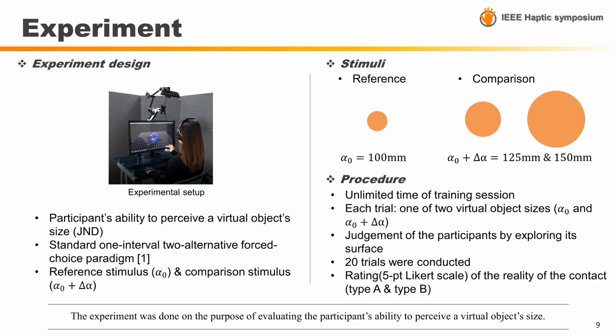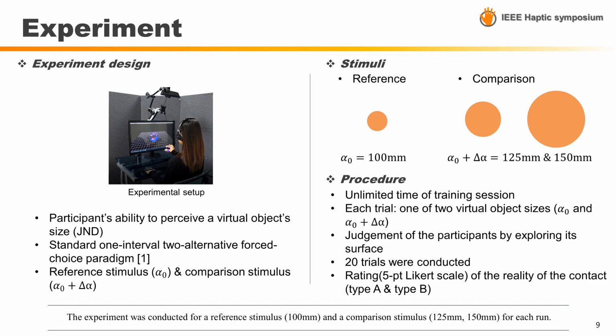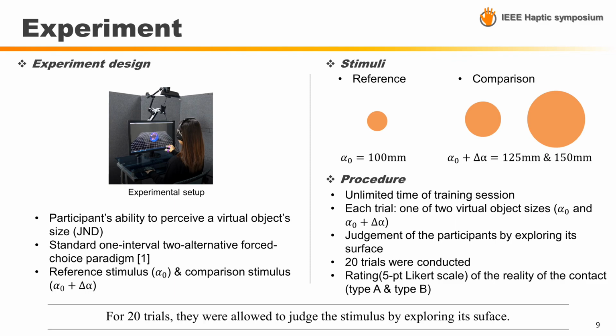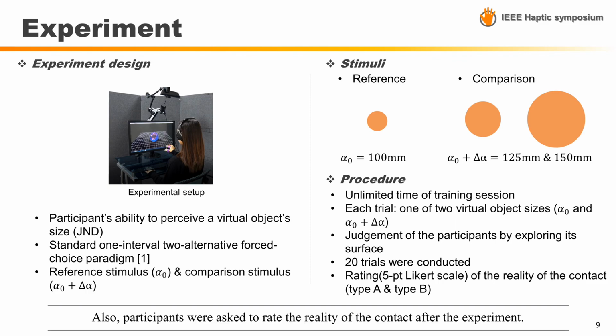The experiment was done for the purpose of evaluating the participants' ability to perceive a virtual object's size. The experiment was conducted with a reference stimulus of 100 mm and comparison stimuli of 125 mm and 150 mm for each run. Training was given to participants, and on each trial, one of two virtual object sizes was given. For 20 trials, they were allowed to judge the stimulus by exploring its surface. Also, participants were asked to rate the reality of the contact after the experiment.